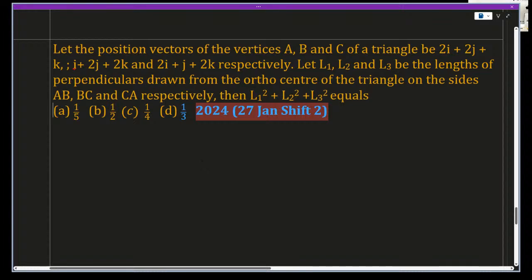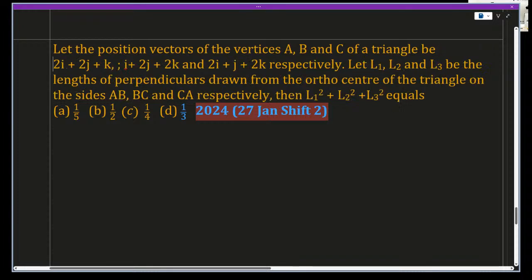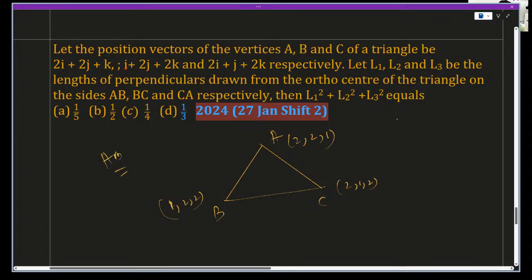Position vectors of the vertices ABC of a triangle are like this. Just draw the triangle. You can take point, you can take vector as you like, no problem. I am taking this because I can find the length quickly to decide something.